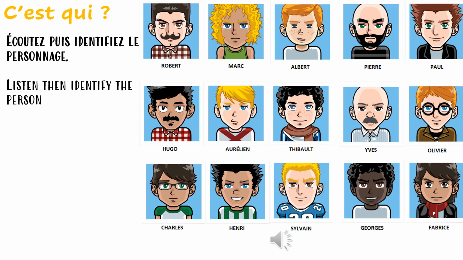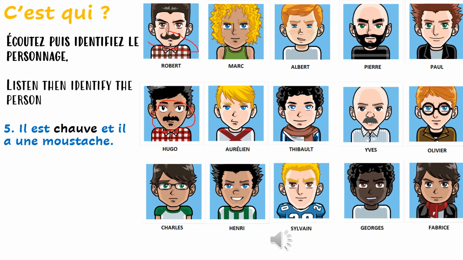All right, c'est le numéro 5. Il est chauve et il a une moustache. Chauve, chauve. What does that mean? Il est chauve et il a une moustache. Now we know what moustache is. We know that moustache means a mustache.